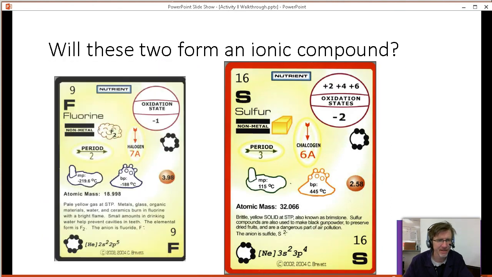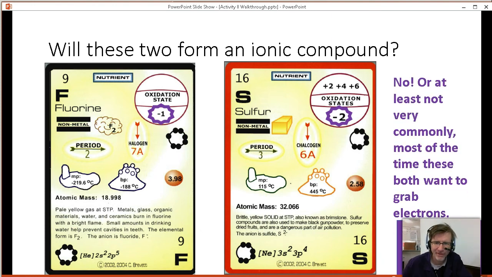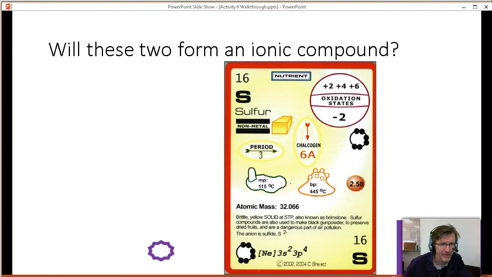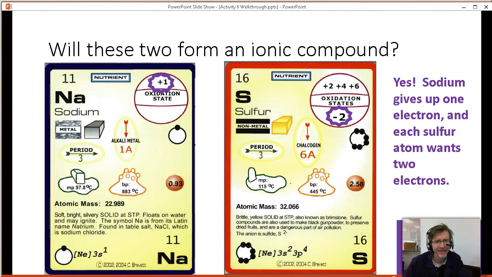Sulfur. Can sulfur form an ionic compound with fluorine? Alright, so fluorine, check this out, wants to take an electron. So these are those people, they're always taking, never giving. No, they do not form an ionic compound because they both want to grab electrons. That won't work. How about these 2? Sulfur and sodium. Ha! Of course!